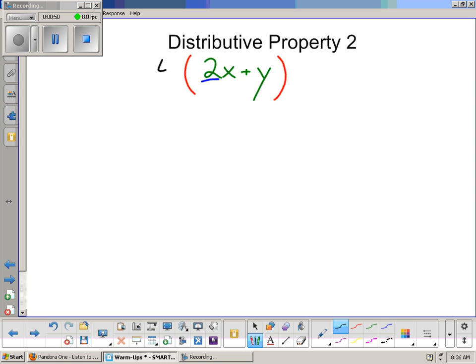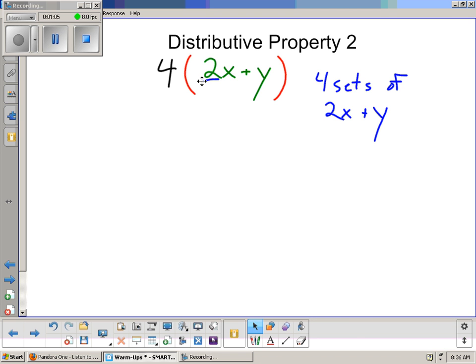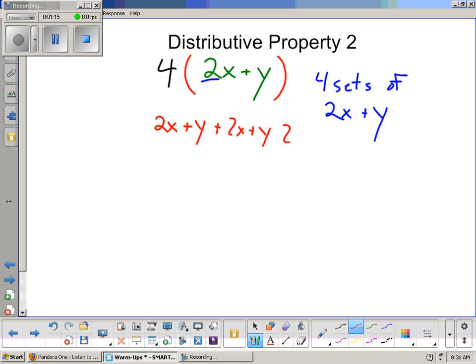So if I come out here and put a 4 in front of it, now what this is telling me is that I have 4 sets of 2x plus y, right? So I can write this out as 2x plus y, 4 times: plus 2x plus y, plus 2x plus y, and I'll come back over here for my fourth one so I don't run out of space, 2x plus y.